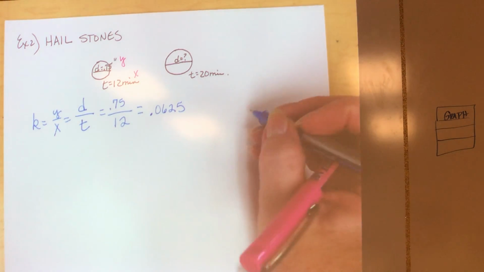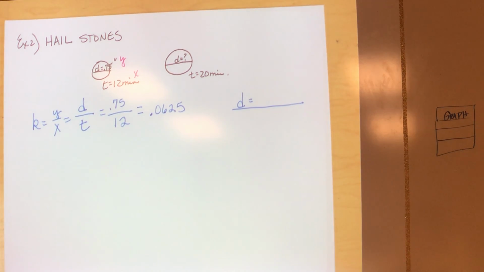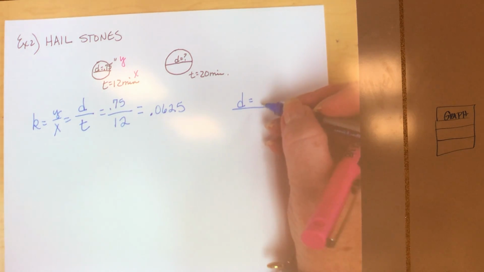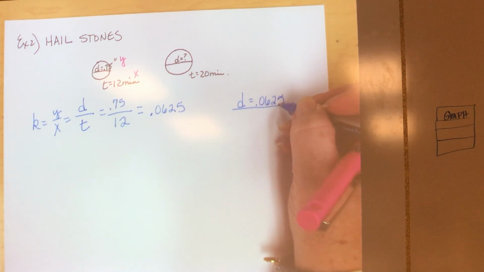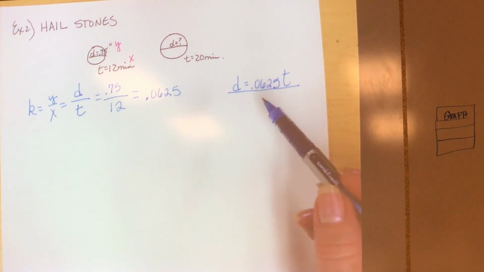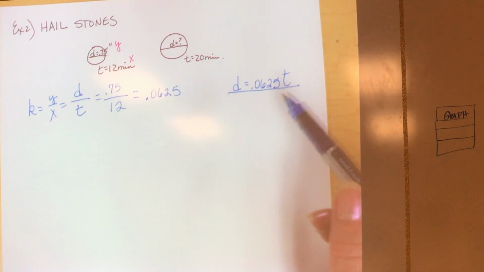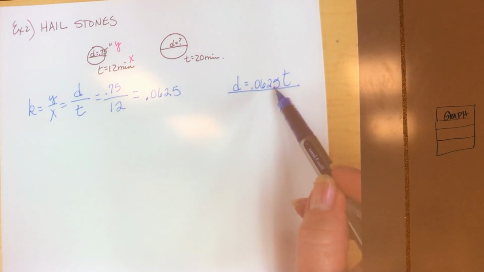So now I want you to write me an equation that gives me the diameter of a hailstone with respect to its time. Tell me what your equation is. D equals 0.0625T. Now, do you understand that I could solve this with proportions? Could you do that right there? No, you wouldn't be able to do that.